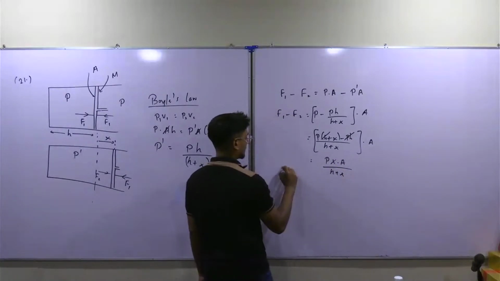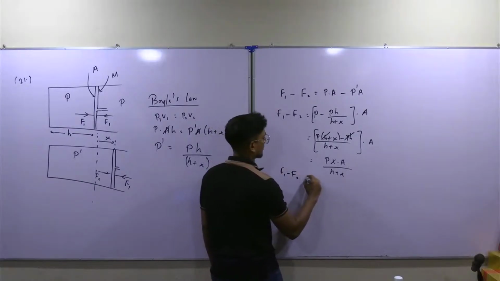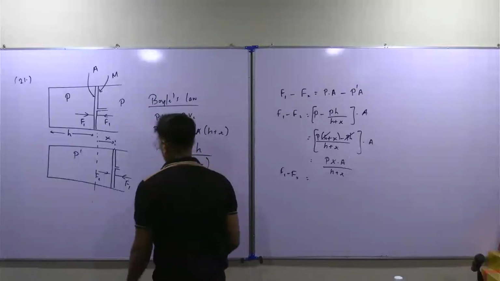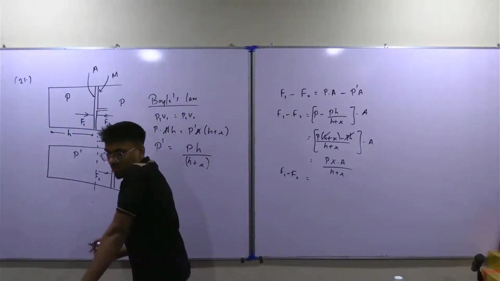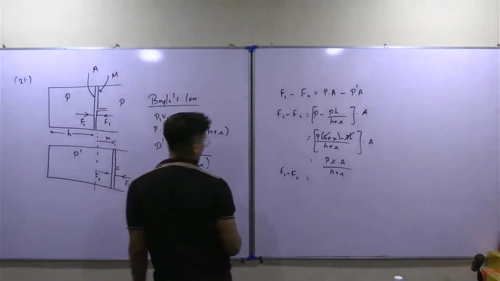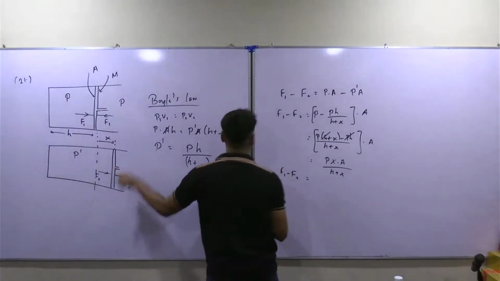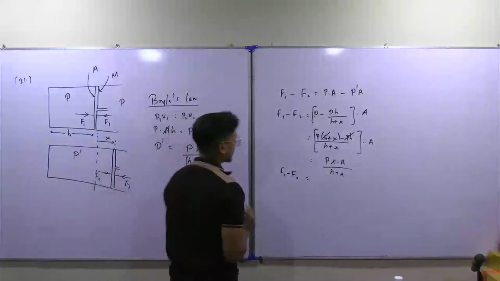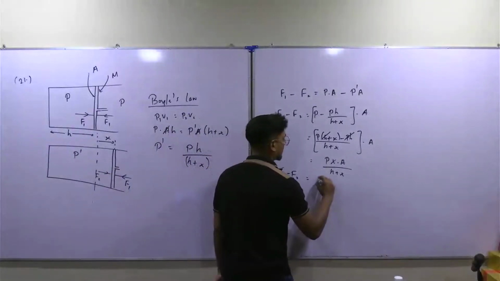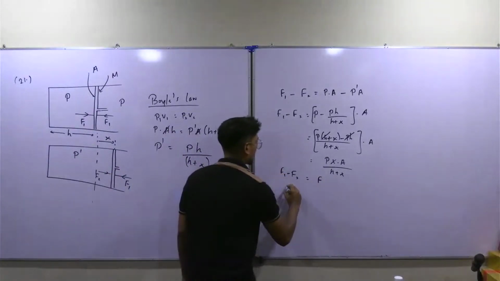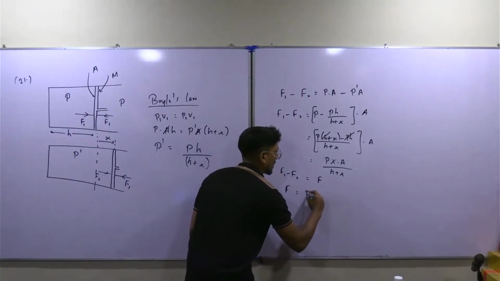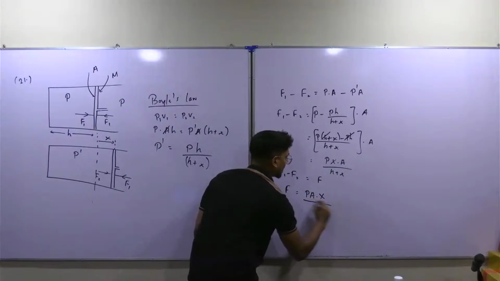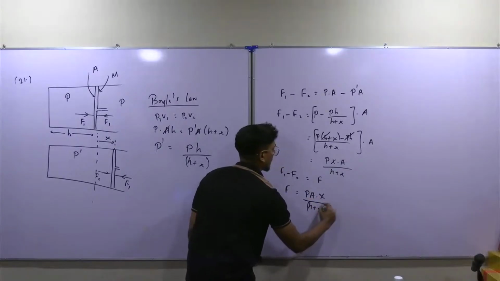Or you can write F1 minus F2 is the resultant force. So you can also say that that is the restoring force, right? That is the restoring force, or the force acting towards the equilibrium position, that is known as the restoring force. Let's say F1 minus F2 is F. So you can write F equals PA times X divided by H plus X.